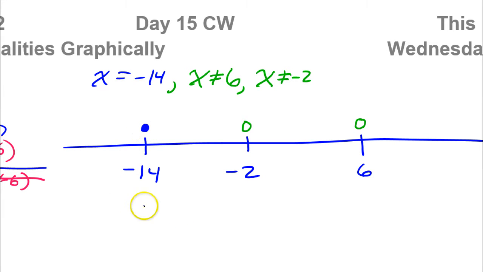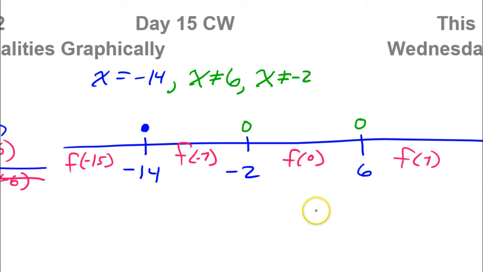Okay, so now we're going to pick some test values. To the left of negative 14, I could pick, for example, negative 15. Between negative 14 and negative 2, I'm going to just do negative 7. Between negative 2 and 6, I'm going to pick 0. To the right of 6, I'm going to pick 7. You don't have to use these exact same values, but that's what I'm going to do.